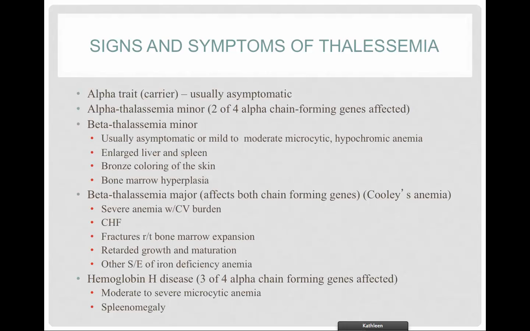Hemoglobin H disease, 3 of the 4 alpha chain forming genes are affected. On CBC, you're going to see the MCV is moderate to severe. And with patients, you want to assess their abdomen. They usually have an enlarged spleen.